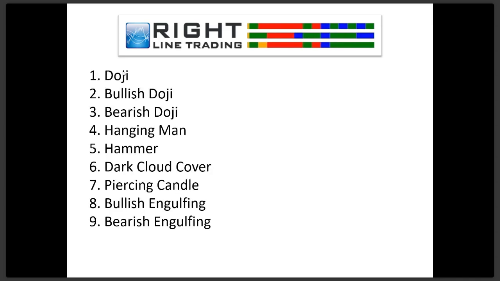So here are our formations. We have the doji, we have the bullish doji and the bearish doji, which for the most part, don't be concerned with. We're just going to look at a doji is a doji is a doji. I eliminated the reverse hanging man and the reverse hammer. We just have a hanging man and we have a hammer. We have a dark cloud cover, more bearish, the engulfing candle. We have the piercing candle, more bullish, the bullish engulfing candle.